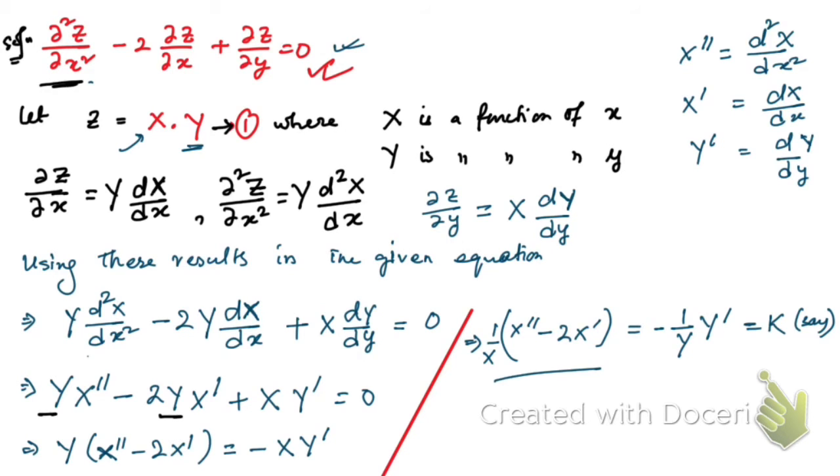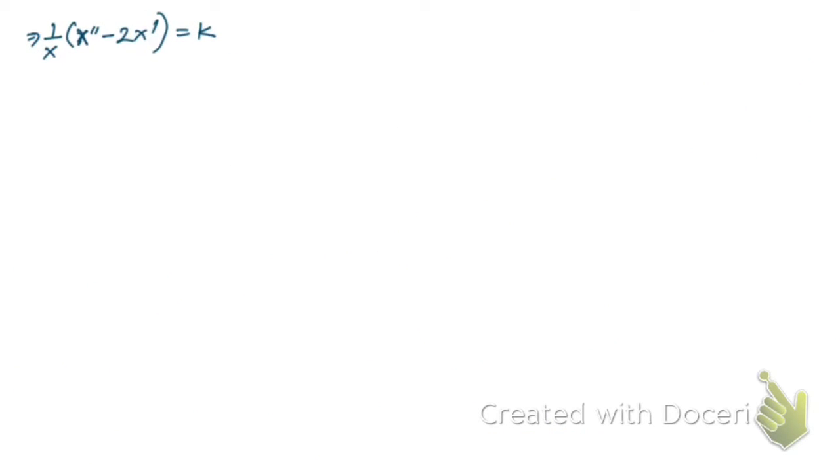So now let us take the first part only. Now we can write 1 by capital X times (X double dash minus 2 X dash) is equal to k. Now let me copy this and go to the next slide. So here you see, this is the last equation we have got. In this case we can multiply both sides by capital X, and the equation becomes of this form. Then if you bring this kX to the left side, it becomes minus kX. So minus kX is equal to 0. That is what we're going to have.